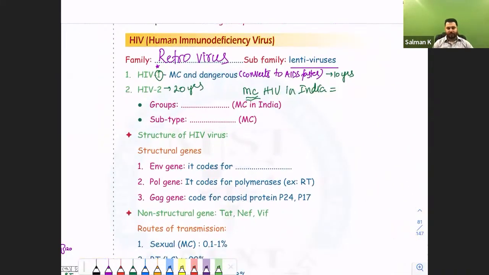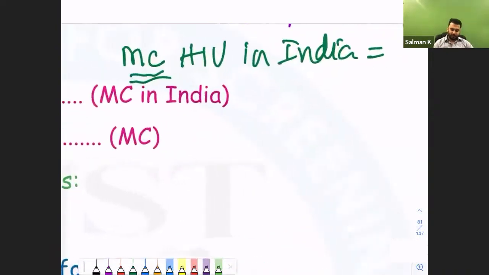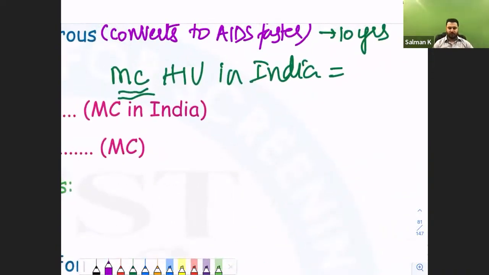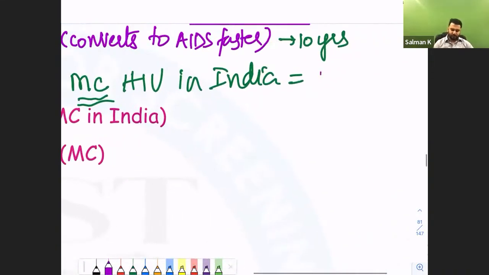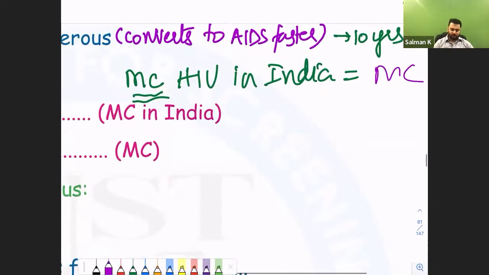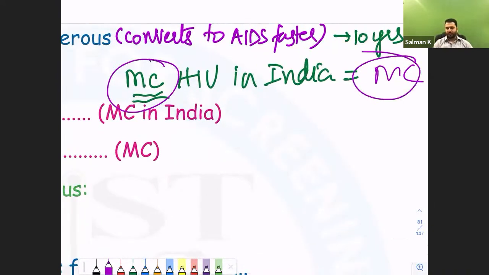Next, HIV virus. First things first, the most common HIV in India, we use the mnemonic MC only. The most common is MC: group M, subtype C. This is what you need to remember, group M and subtype C.